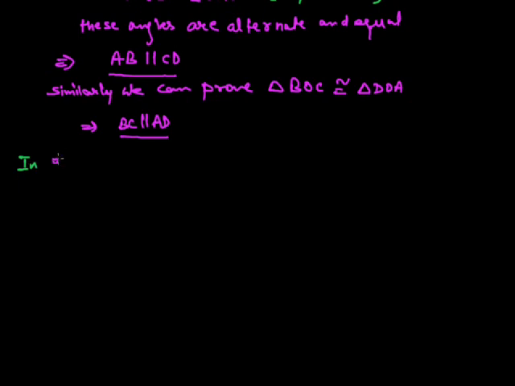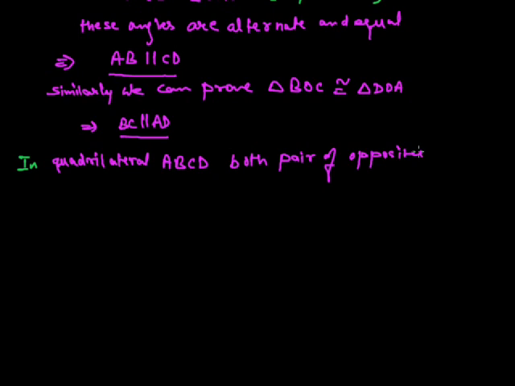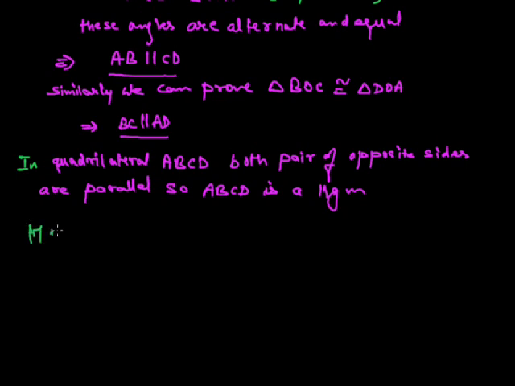In quadrilateral ABCD, both pairs of opposite sides are parallel. So ABCD is a parallelogram. One more important step is remaining.